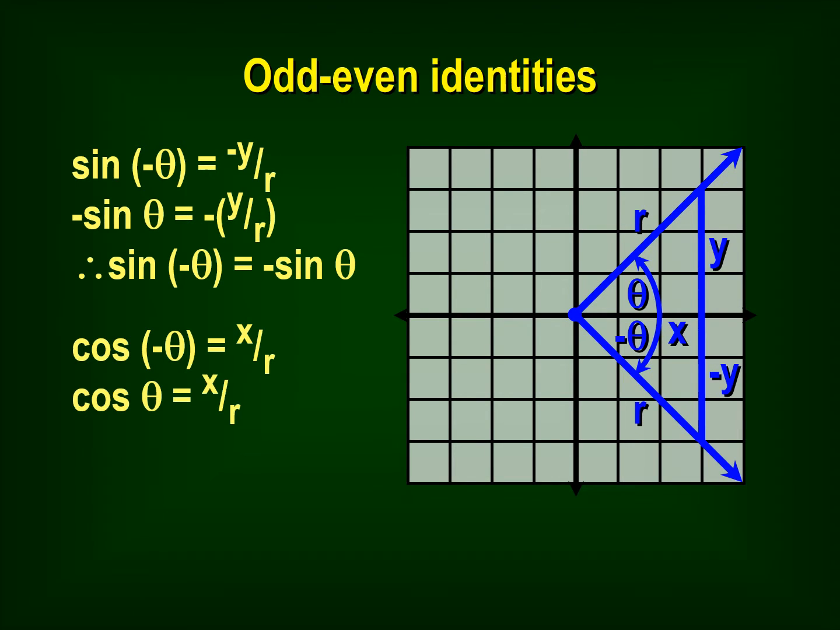Cosine is a little different. If you have cosine of negative theta, you just do cosine theta. You basically drop the negative. So those are the two odd and even identities.